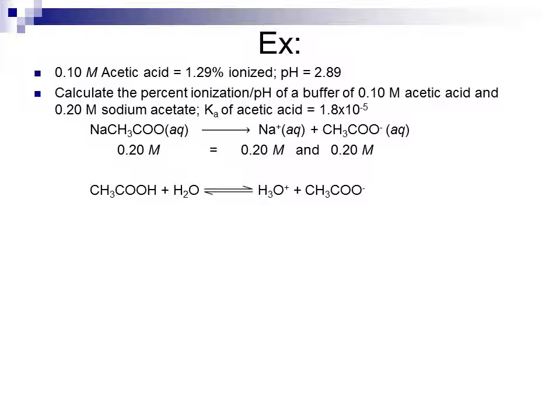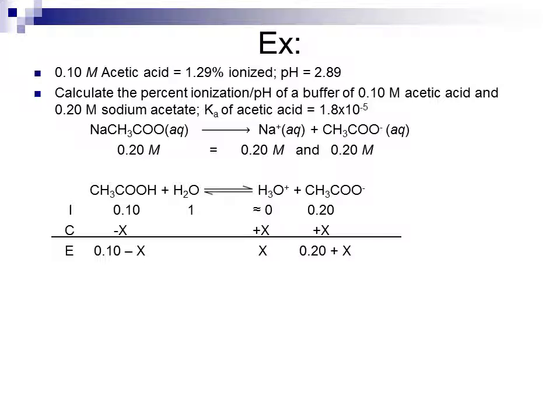Our other process is the equilibrium of the acetic acid and the acetate. The initial concentrations will be 0.1 for acetic acid and 0.2 for acetate, because that 0.2 comes from the dissociation of the sodium acetate. Our change will be minus x and plus x. So we get an equilibrium of 0.1 minus x and 0.2 plus x. Our Ka value is the acetate times hydronium divided by acetic acid, with a value of 1.8 times 10 to the negative 5. If we plug in our equilibrium values, we get 0.2 plus x times x divided by 0.1 minus x.